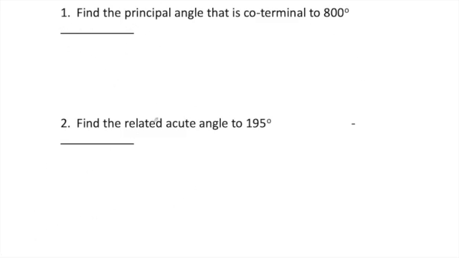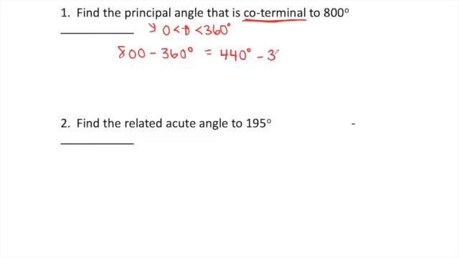So find the principal angle that is coterminal to 800. Remember, coterminal means that it has to have that same terminal arm. And principal angle means that angle theta has to be between 0 and 360 degrees. So all you're going to do is simply take 800 and subtract increments of 360 degrees. That first one is 440, still not in between 360 degrees, so subtract again, and you're going to get 80 there. So your principal angle that is coterminal to 800 degrees is 80 degrees.